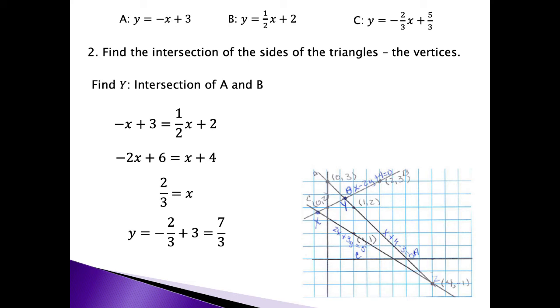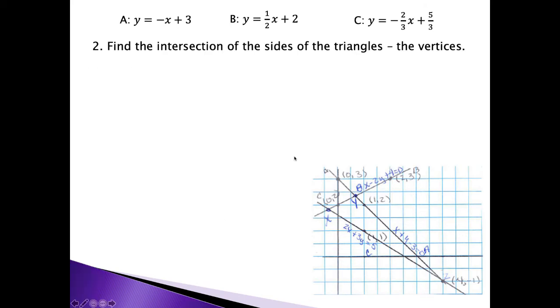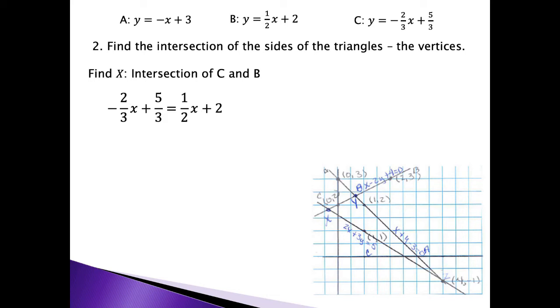Y equals minus 2/3 plus 3. So Y equals 7/3. So Y, capital Y, is the point (2/3, 7/3). Now we need to find the vertex capital X. This is the intersection of line C and line B.